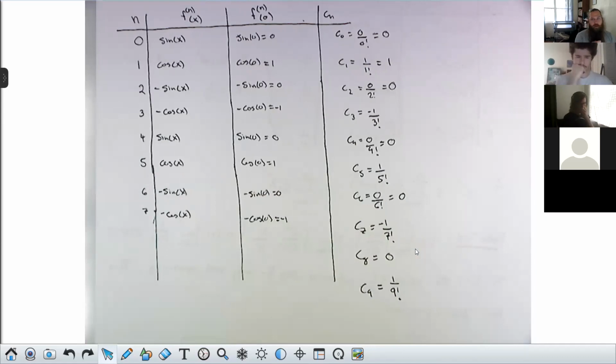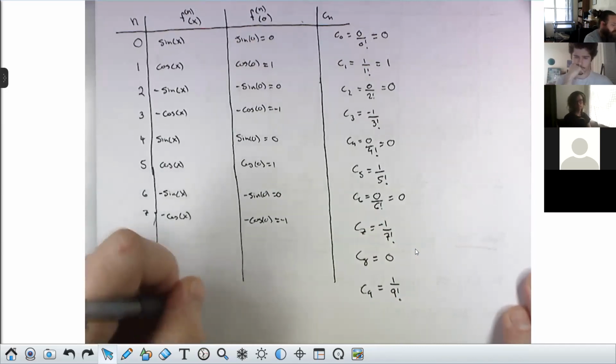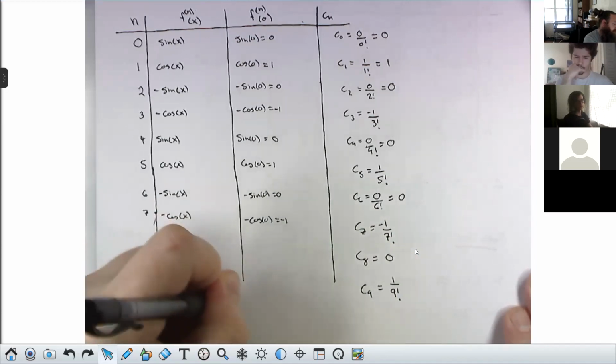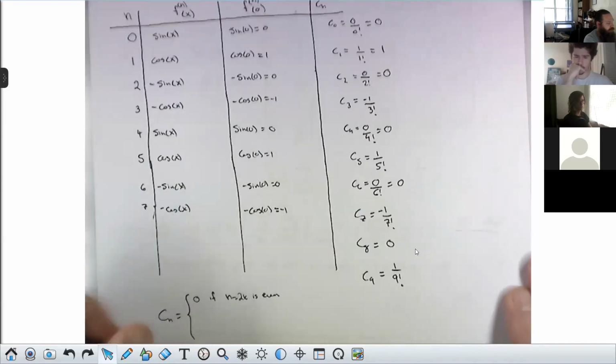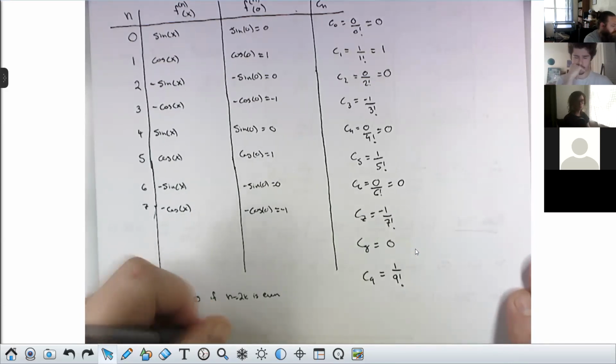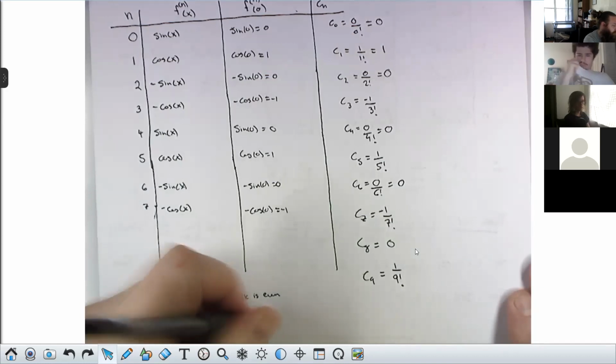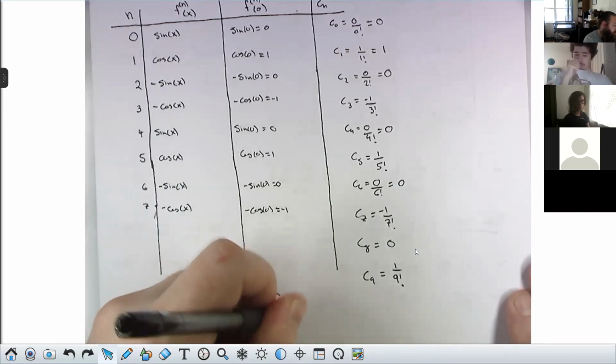This is one of those patterns that's hard to write down a formula for. If you want to see the formula, here it is. Cn is equal to 0 if n equals 2k is even. And it's equal to negative 1 to the k over 2k plus 1 factorial if n equals 2k plus 1 is odd.